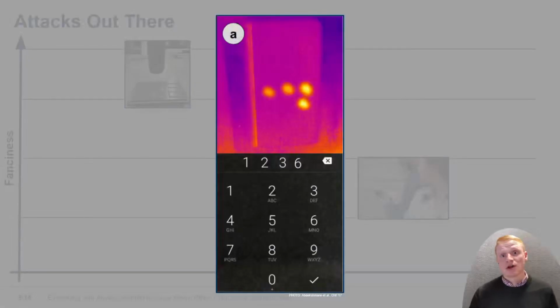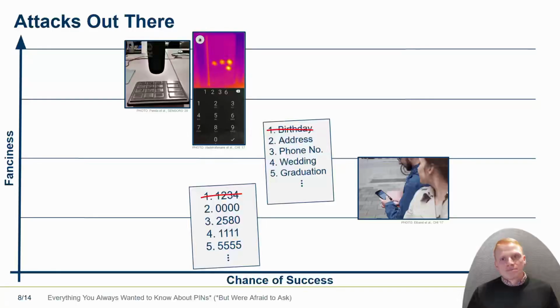What's possible on your phone, however, is this infrared-based attack that we can see here, and it even gives us the exact order of the pins, because as we can see here, the pin 1, 2, 3, 6 has been chosen, and the 1 where it was tapped is colder than the 6. Fairly fancy, or pretty fancy, I'd say. The success rate, on the other hand, is also a bit higher compared to the acoustic attack, but compared to the ones that we had earlier, that's really not a big attack.